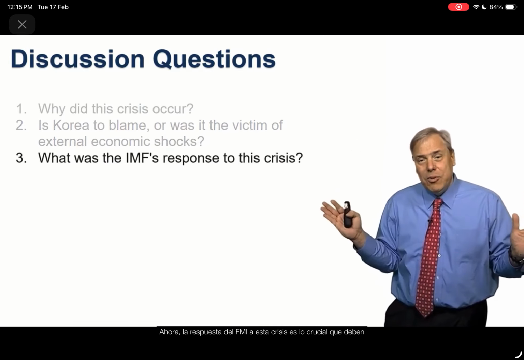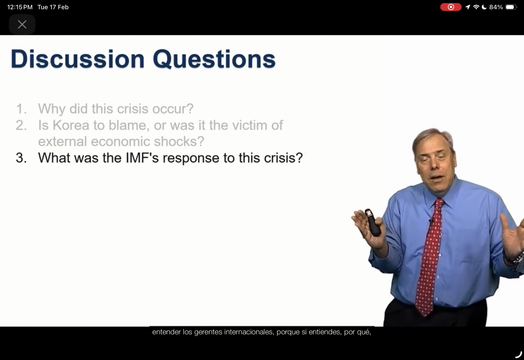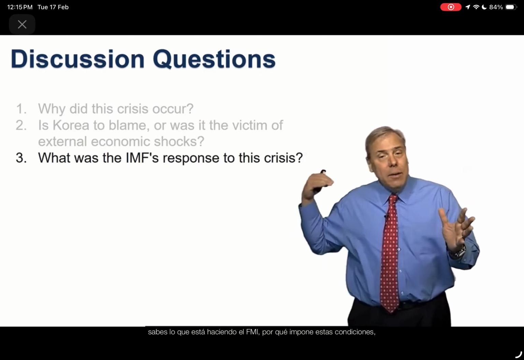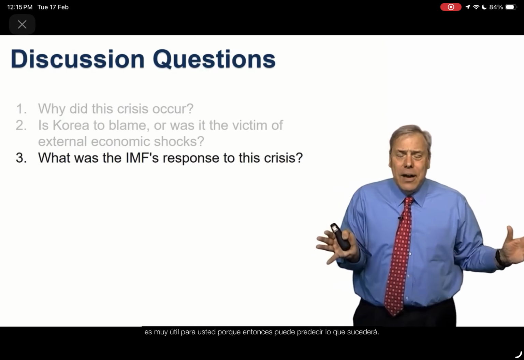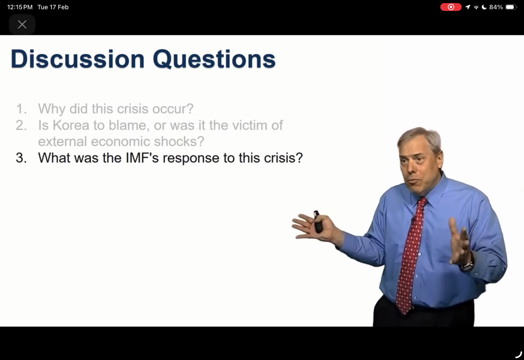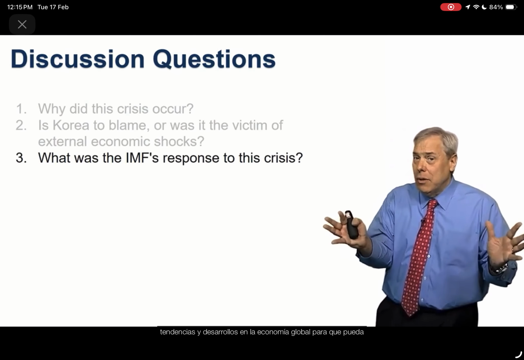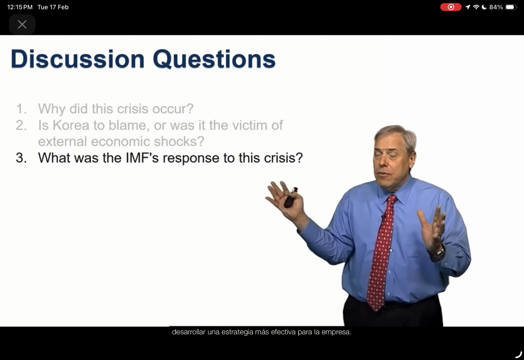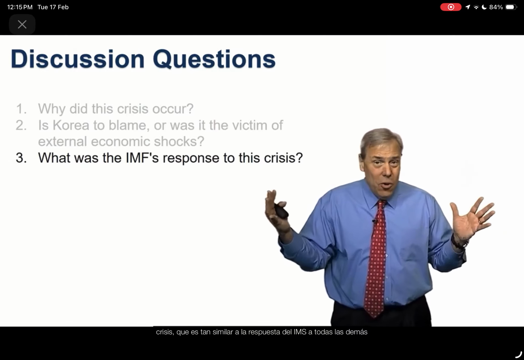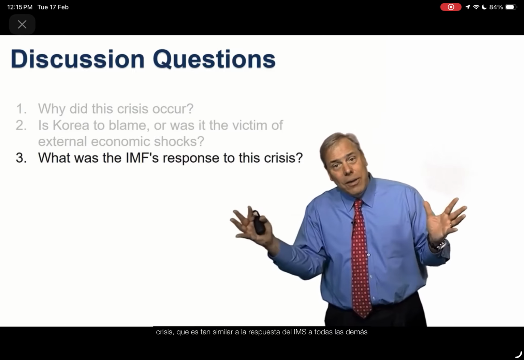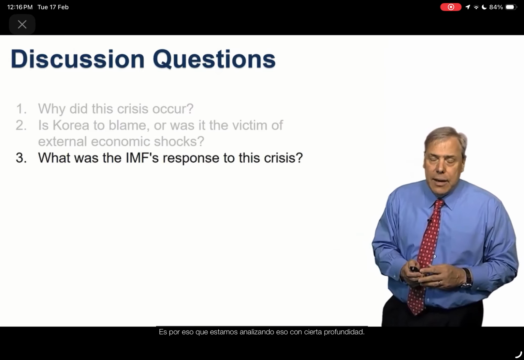Now, the IMF's response to this crisis is the crucial thing for international managers to understand, because if you understand what the IMF is doing, why it imposes these conditions, what to anticipate, the fact that it does it in such a standardized cookie-cutter fashion is very useful to you, because then you can predict what's going to happen. And remember, the whole point of this course is to help you anticipate trends and developments in the global economy so you can develop a more effective strategy for your company. So that's why understanding the IMF's response to this crisis, which is so similar to the IMF's response to all the other crises that have happened and will be happening, is such an important thing to do. So that's why we're looking at that in some depth.